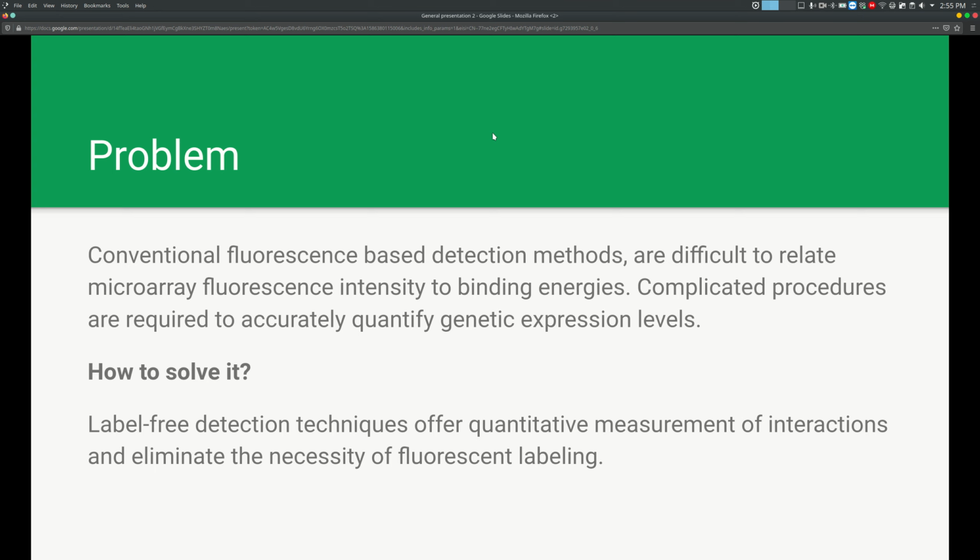The way they propose to solve it is using a label-free detection technique, which removes the need for fluorescence labeling. It offers a better quantitative measurement of interactions and eliminates the necessity of using labels, and it's much faster as well.